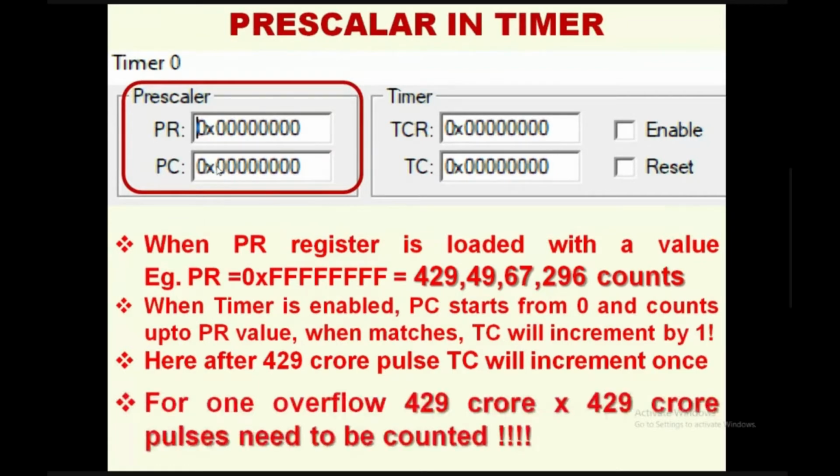So for one overflow of the timer counter, around 429 crore into 429 crore pulses need to be counted. So a very large bandwidth of time delay can be achieved with the presence of the prescaler, which we need to understand.